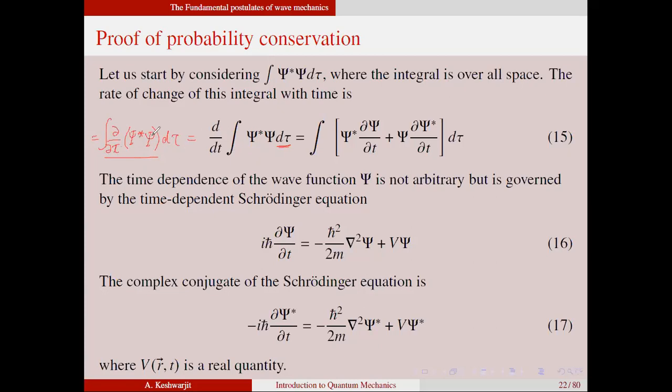Now psi star psi is a product of two functions, so you apply the product rule. First you keep psi star constant and you differentiate psi. Then you leave psi outside the differentiation and you differentiate psi star. This is what we have obtained after applying the product rule of differentiation. So this is equal to this. This is the intermediate step which I have skipped.